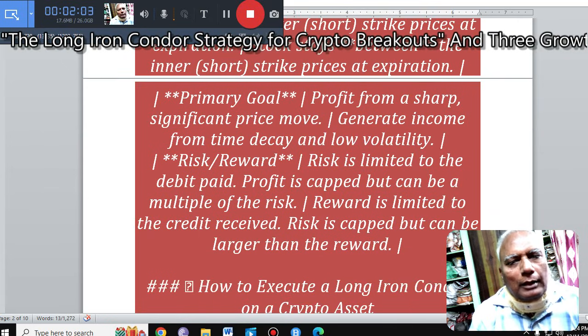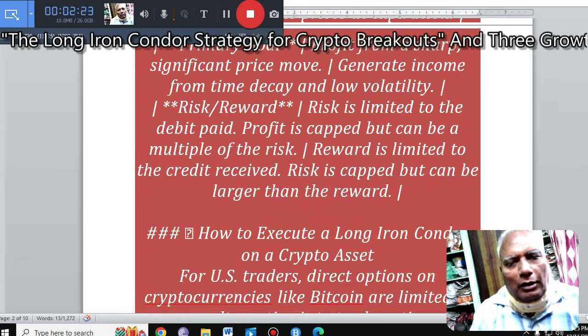Risk and reward. For the long iron condor, risk is limited to the debit paid. Profit is capped but can be a multiple of the risk. For the short iron condor, reward is limited to the credit received. Risk is capped but can be larger than the reward.